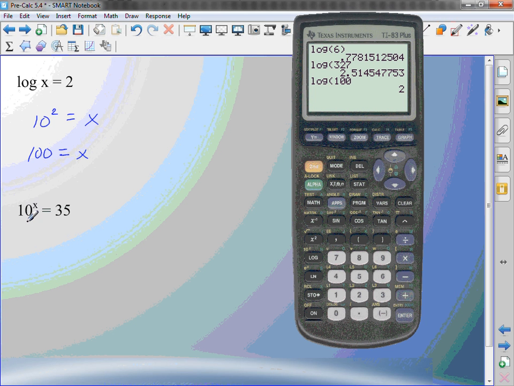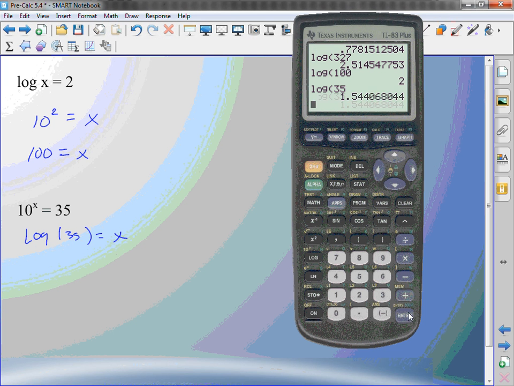How can I solve this one changing it to logarithmic form? Log, and that's base 10, of 35 equals x. Log of 35 is about 1.544.